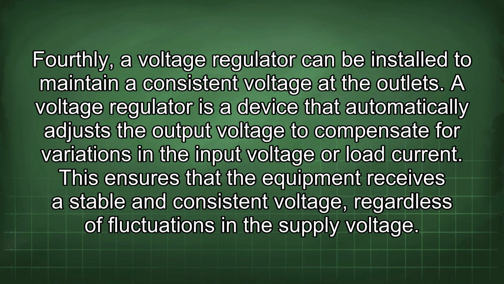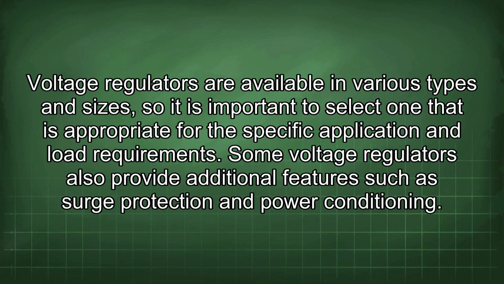Fourthly, a voltage regulator can be installed to maintain a consistent voltage at the outlets. A voltage regulator is a device that automatically adjusts the output voltage to compensate for variations in the input voltage or load current. This ensures that the equipment receives a stable and consistent voltage regardless of fluctuations in the supply voltage. Voltage regulators are available in various types and sizes, so it is important to select one that is appropriate for the specific application and load requirements. Some voltage regulators also provide additional features such as surge protection and power conditioning.